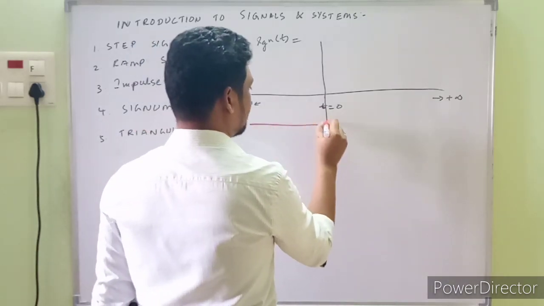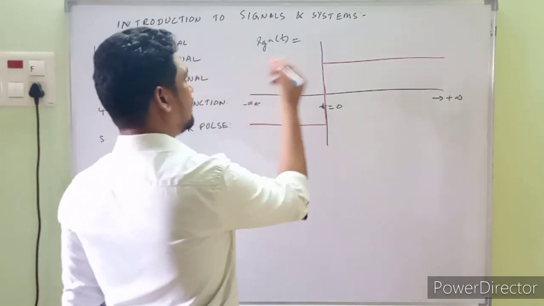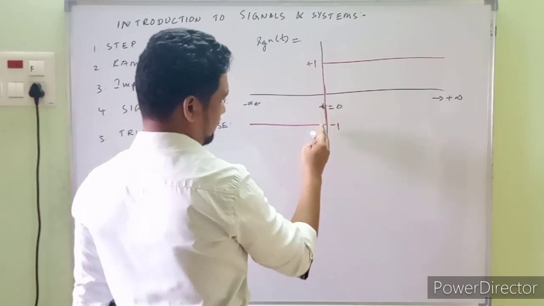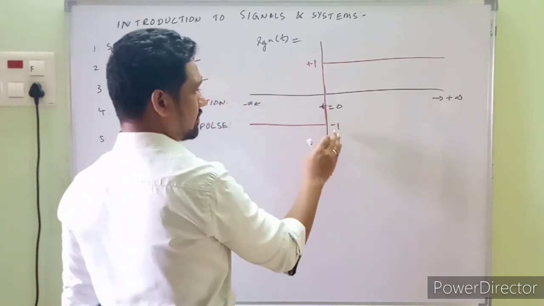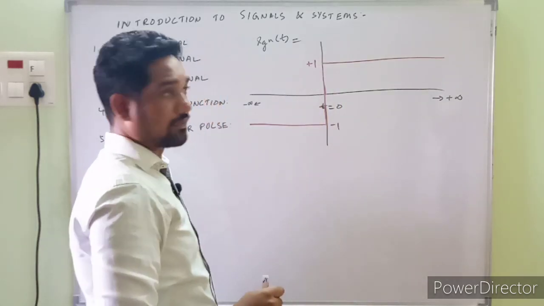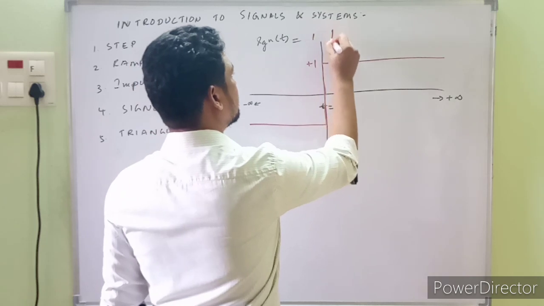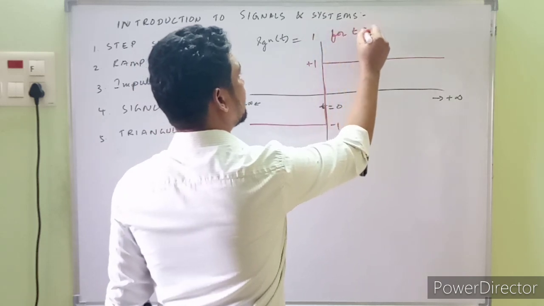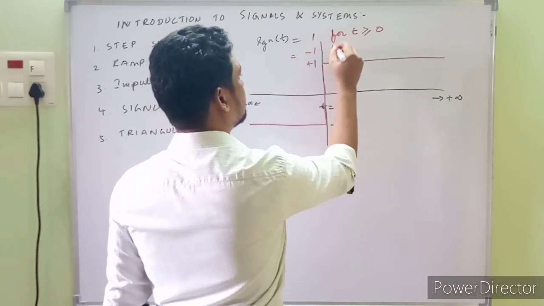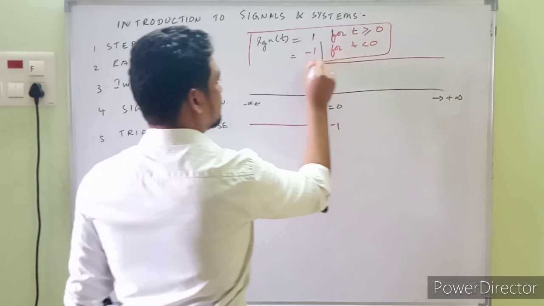This is the representation of a signum function, and mathematically it's a positive one and it's a negative one. From t equal to 0 to minus infinity it is minus 1, and from t equal to 0 to plus infinity it's 1, constant amplitude, right? And mathematically it's 1 for t greater than or equal to 0, equal to minus 1 for t less than 0. This is the mathematical representation of a signum function.